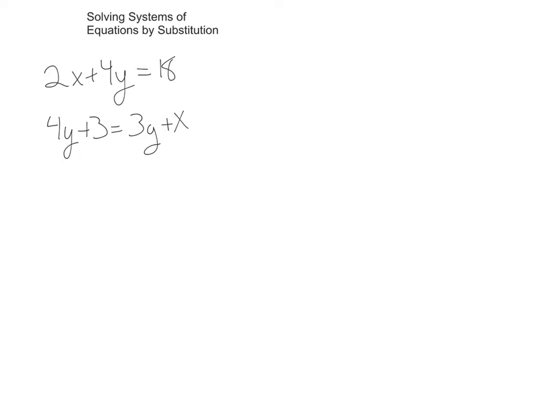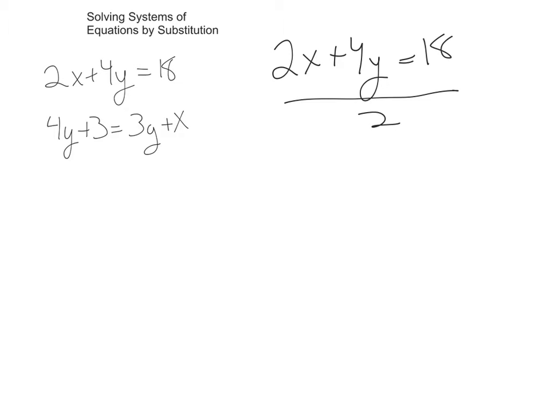The first one, notice everything is divisible by 2. So we're just going to start off dividing everything by 2. 2x plus 4y equals 18, all divided by 2. Leaves us with x plus 2y equals 9.